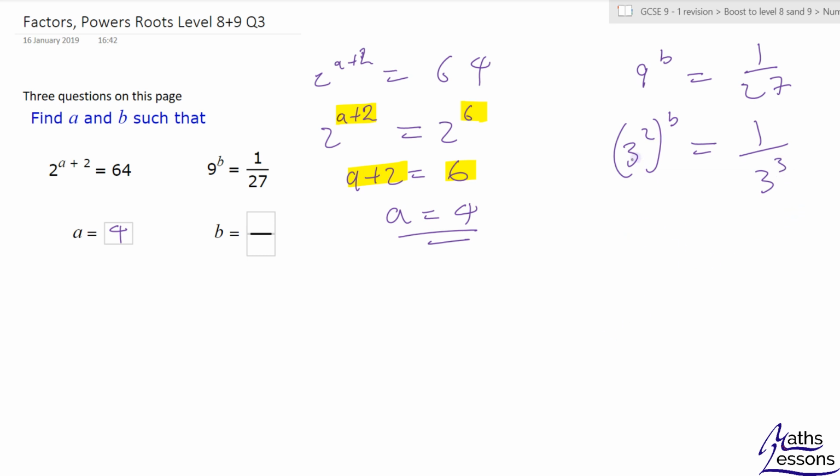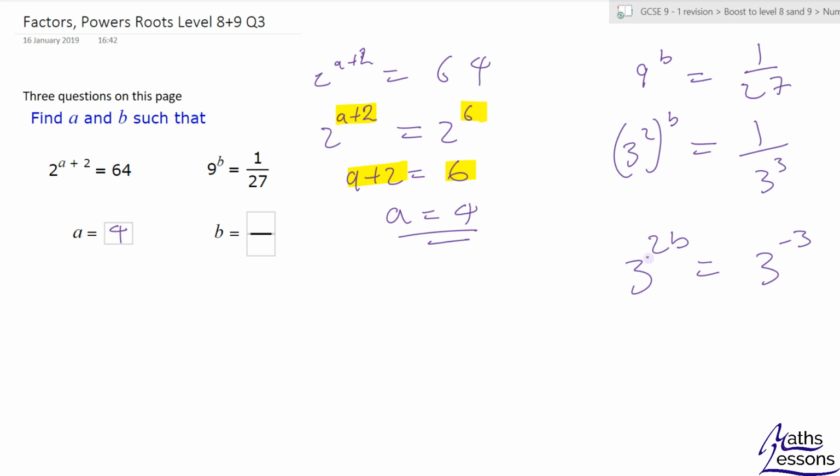Now, what we're going to try and do is get these as 3 to the something, like we did here, 2 to the something, 2 to the something. We're going to try and get 3 to something equals 3 to something, and the something's equal. Times the two indices together, so you get 3 to the 2b equals, remember 1 over means it becomes a minus when you get rid of the 1 over. So you get 3 to the minus 3.